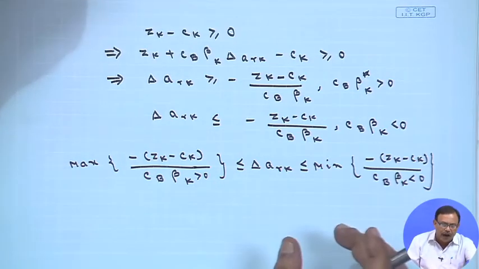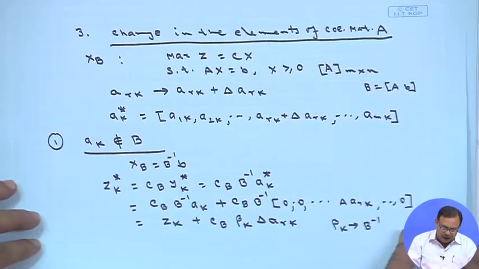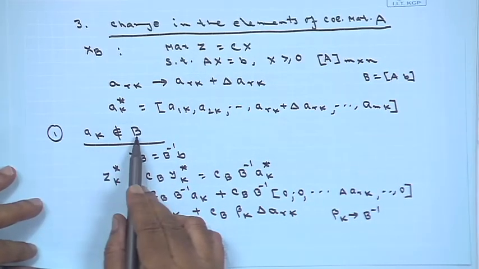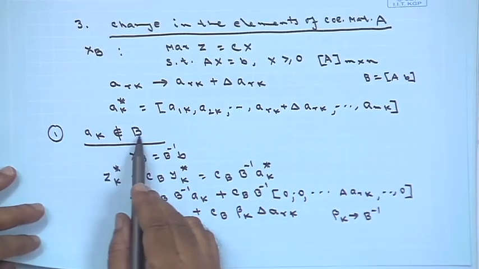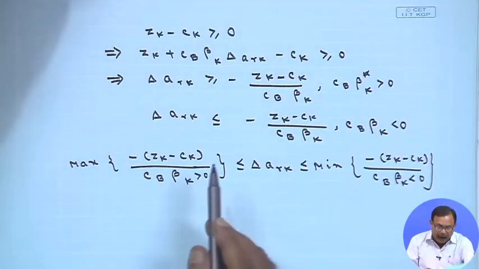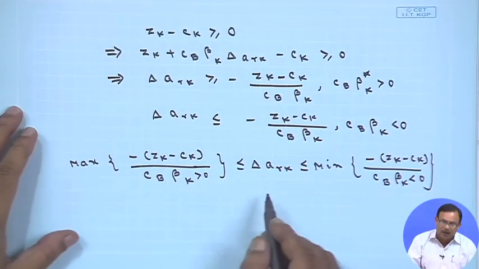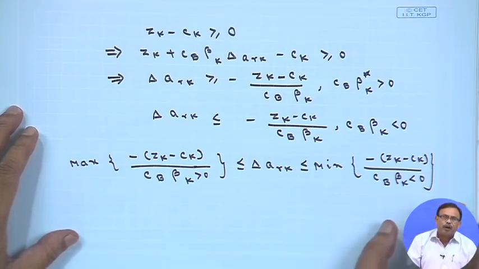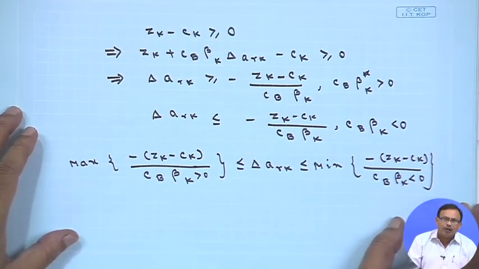And please note that we are doing this only when A k does not belong to B. So, if A k does not belong to B and the variation in a r k lies in this range, in that case the optimal solution will remain unchanged. Otherwise, there may be some changes. The case where A k belongs to capital B, we will see in the next class.